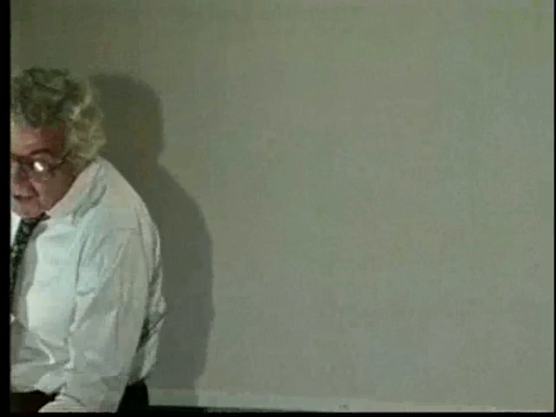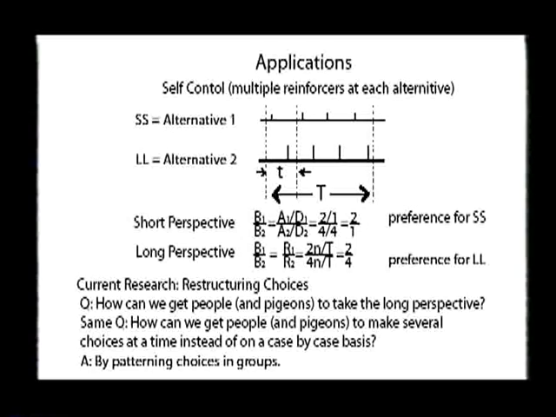All right, this is a little complicated, so let me go through it a little slowly, but we'll finish on time. Now we're talking about multiple reinforcers at each alternative. SS is alternative 1, and this little vertical line represents a small reinforcer, say 2 units or 2 pellets, and it's relatively soon. This is where you're starting. This is T1. This alternative is one line, the other alternative is the other line. This represents the 2 units, and this represents the 4 units.